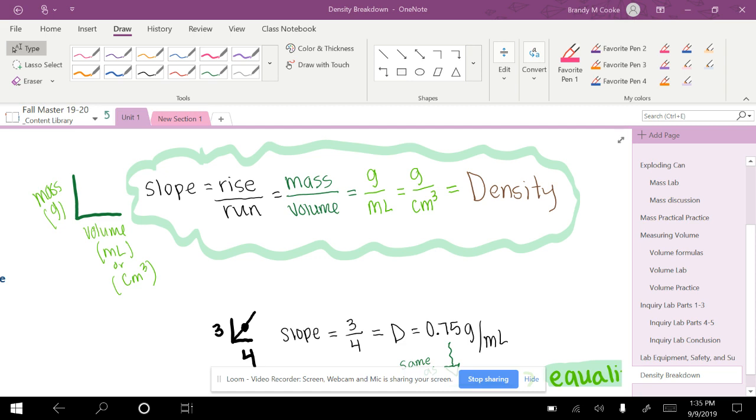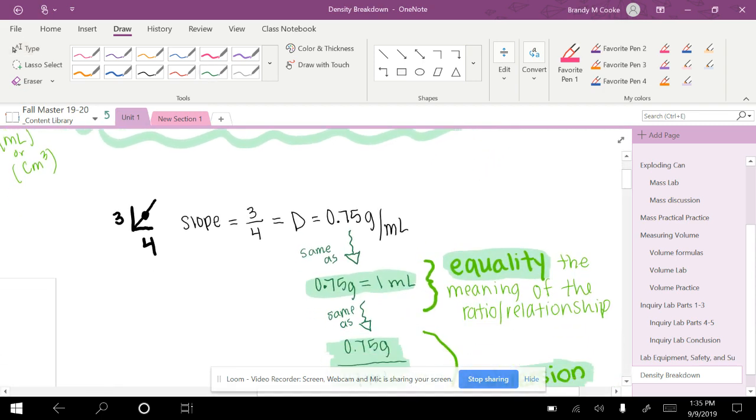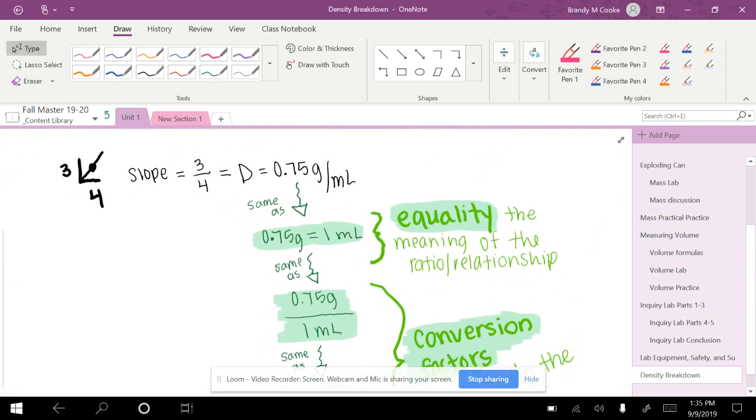So knowing that this is density, we can write this relationship different ways, and the different ways that we write it are going to be helpful for us in different ways. So let me scroll down here. So here I just did a quick sketch. I said, okay, the slope, rise over run, 3 over 4. So here I have mystery substance, and its density is 0.75 grams per mil.